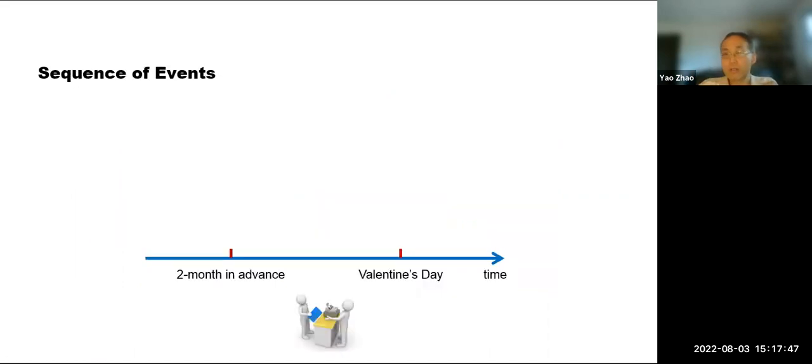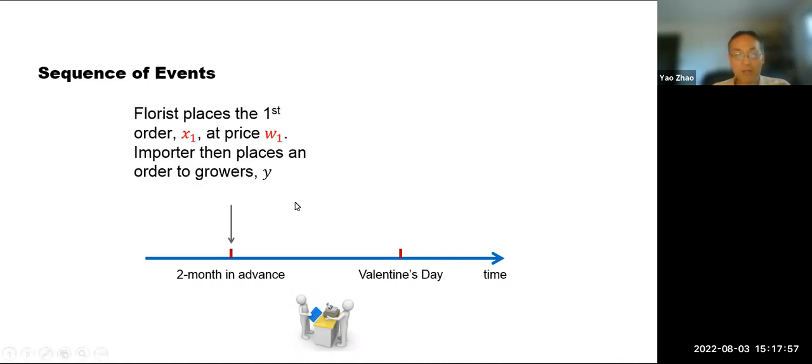The sequence of events is similar to what we write in our research papers. It's a two-period game. Two months in advance, let's consider Valentine's Day, the florist will place the first order, the advance order, which is X1, at a discounted price, which is W1.